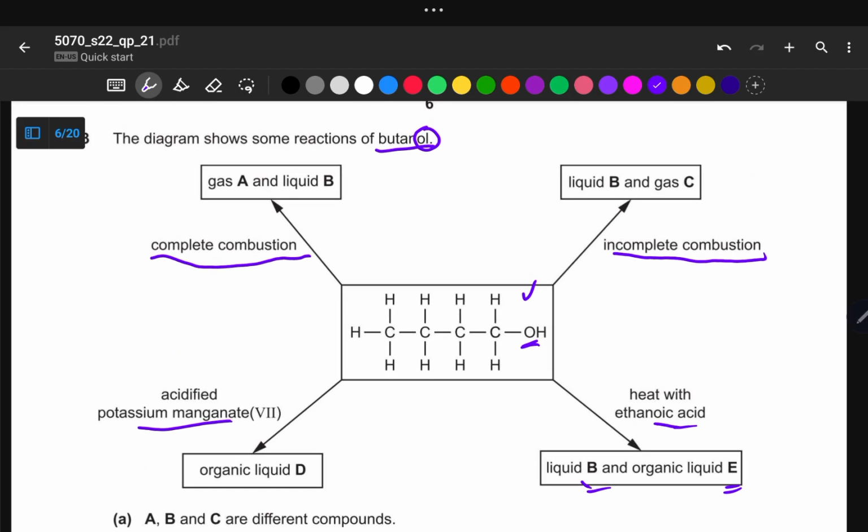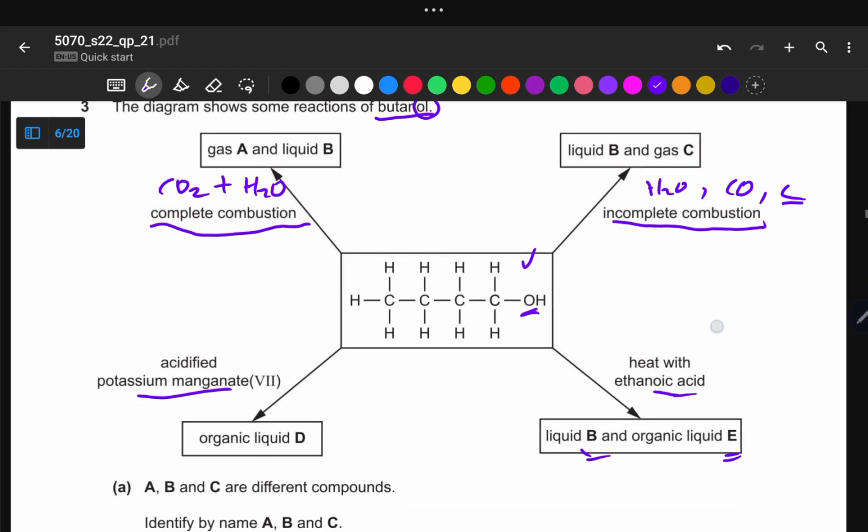So for the reaction where we are having complete combustion, we are obviously going to have carbon dioxide and water. Carbon dioxide and water for complete combustion. And if we are to have incomplete combustion, we are going to have water with either carbon monoxide or soot, right? So these are the products of incomplete combustion. We're going to have either carbon monoxide or soot.